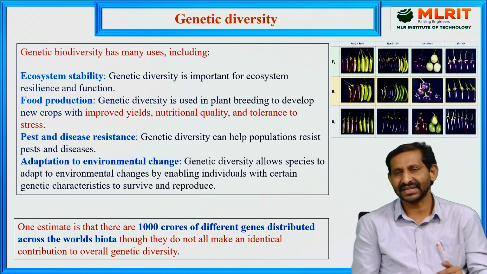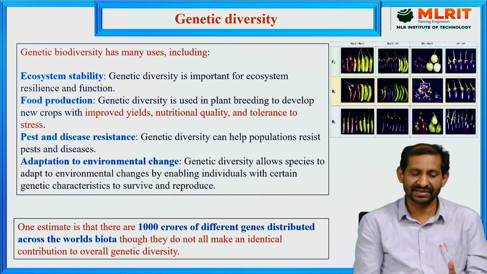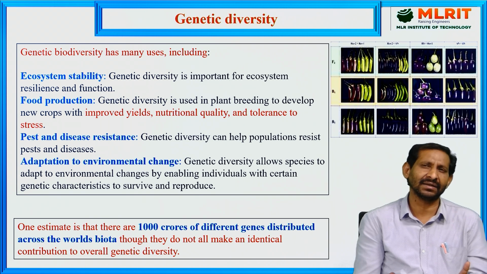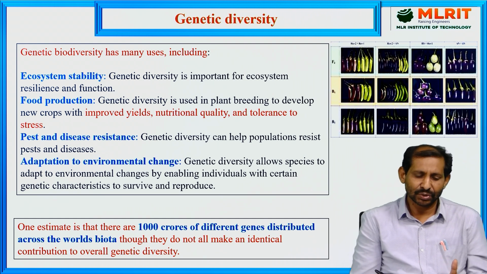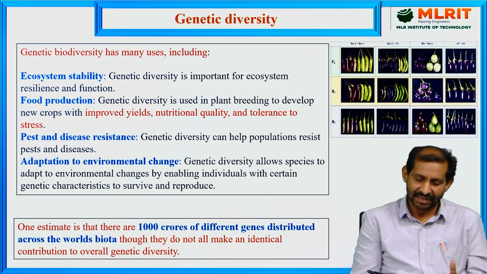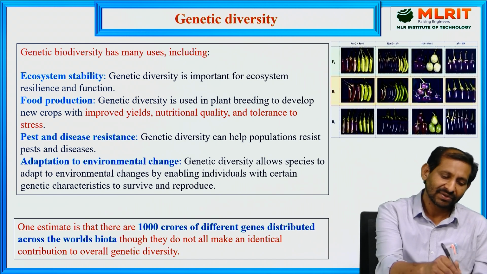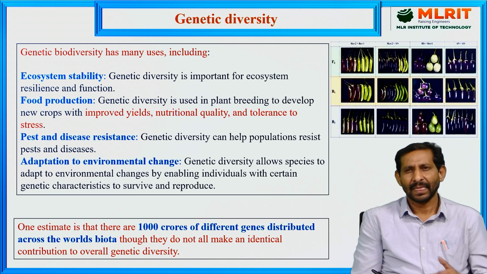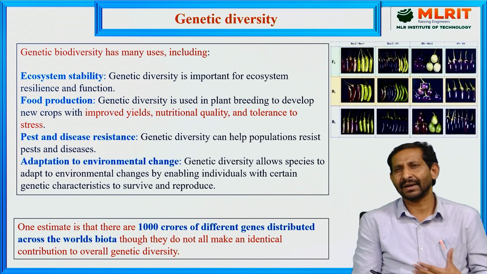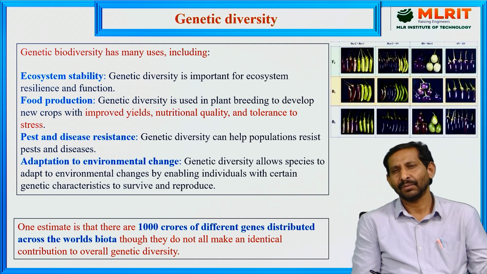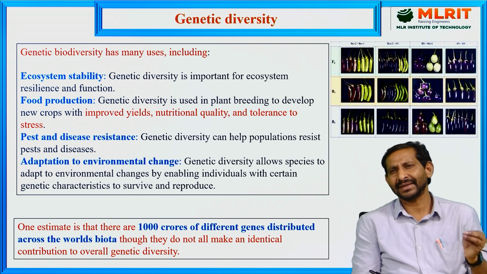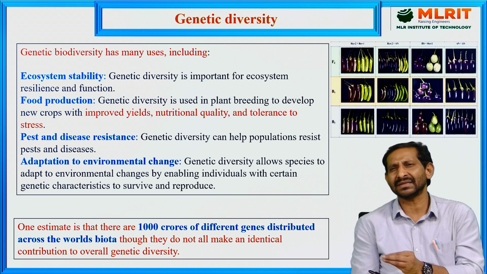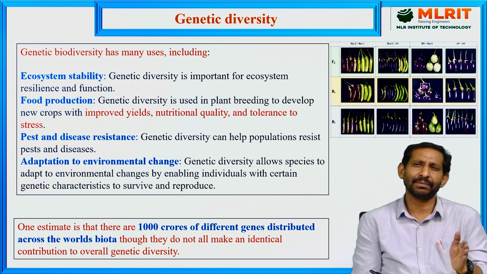Here a lot of examples are given of the applications and uses of genetic diversity. First is ecosystem stability. Genetic diversity is important for ecosystem resilience and function. For example, food production. Nowadays we are taking a lot of genetically modified food. Many genes are modified and such food comes into the market for food production, giving protection from heat or temperature, pests, or weeds.